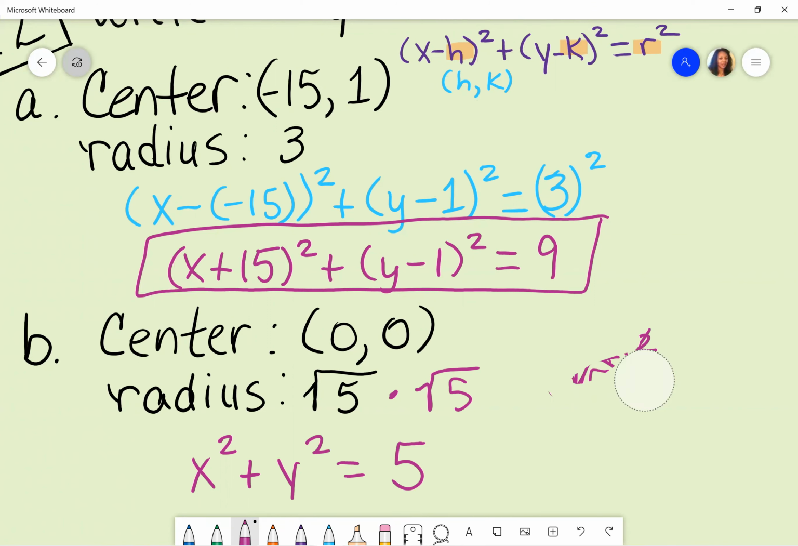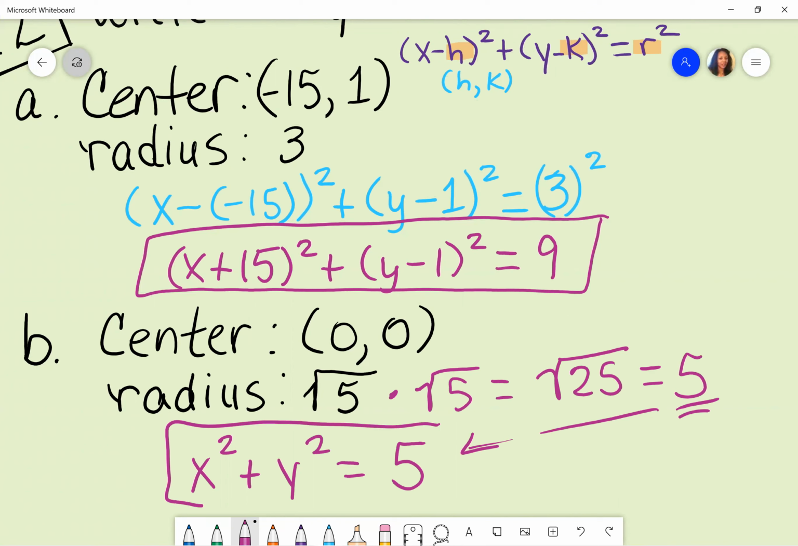So for those people who are like, whoa, what just happened? This is the same if I multiply it times itself, because that's what r squared means. It's going to be square root of 5 times 5, which is 25. Well, what's the square root of 25? Simply 5. Same answer.